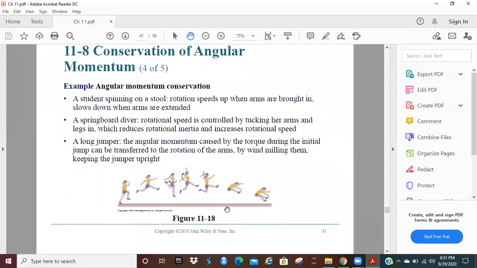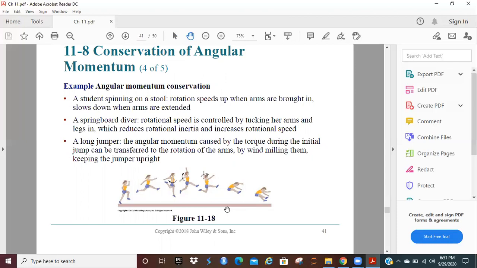So, for example, you've got a student spinning on a stool. The rotation speeds up when the arms are brought in, slows down when arms are extended, because angular momentum is conserved. A springboard diver: rotational speed is controlled by tucking your arms and legs in, which reduces rotational inertia and increases rotational speed.